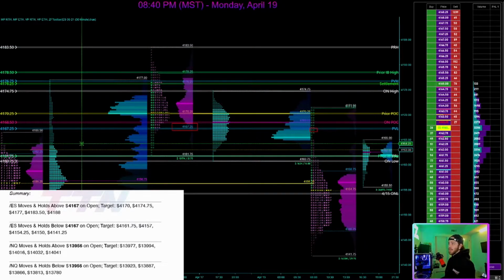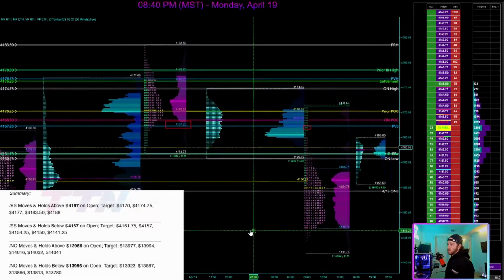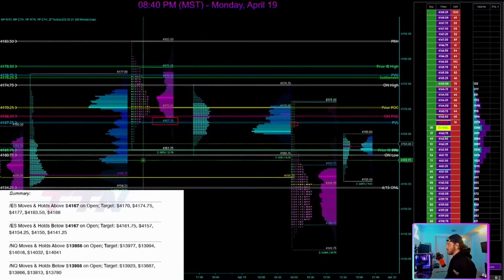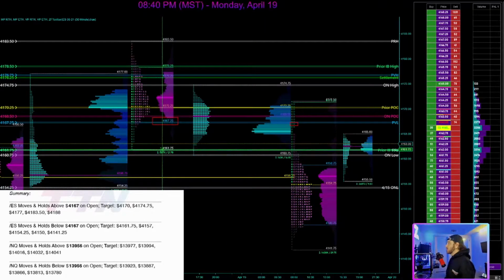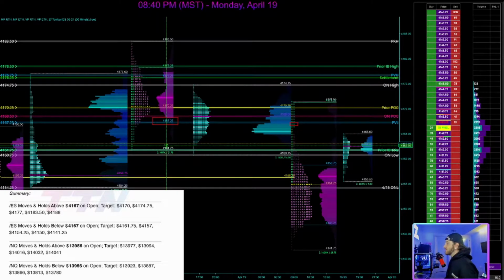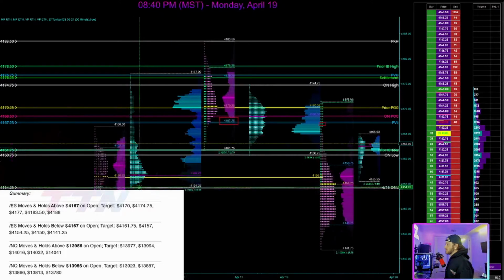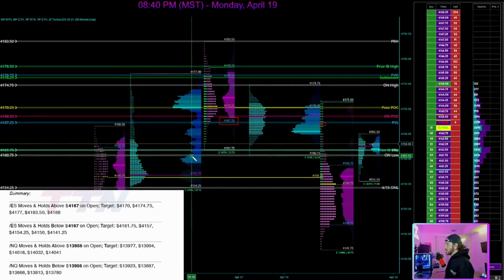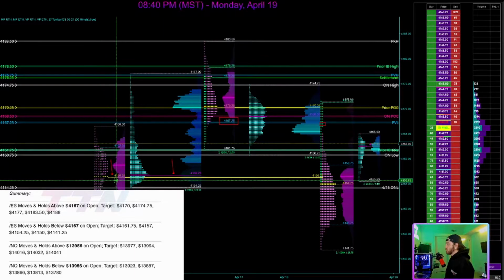So on the downside, that is where we got our action today. First downside target was 41.61. That was the prior range low from Friday's session. Second downside target was 41.57. 41.57 was right in this area. There was some confluence between the overnight point of control from the 15th into the 16th session, as well as 41.56, which was our regular trading hours point of control from April 15th.